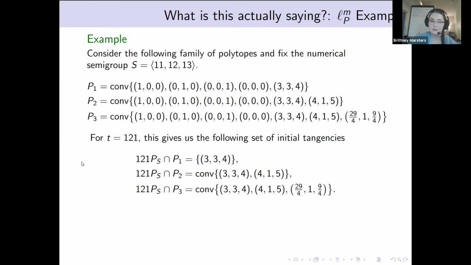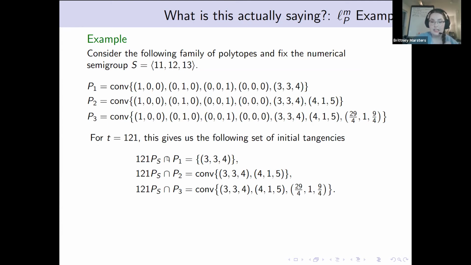So we dilate the numerical semigroup polytope by a factor of 121, and we're going to get this set of initial tangencies. So in this first case, it's going to meet at a point. In this next case, it's going to meet at an edge. And in this last case, it's going to meet at a facet.